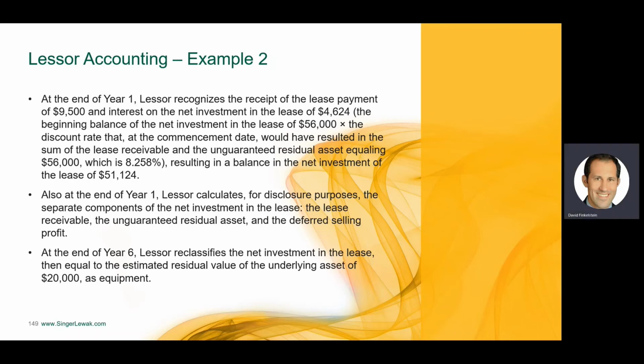Also, at the end of the first year, the lessor is going to calculate, for disclosure purposes, the separate components of the net investment in the lease receivable, and the unguaranteed residual value, and the deferred selling profit. At the end of year 6, the lessor is going to reclassify the net investment in the lease, which should then be equal to the estimated residual value of $20,000 back as equipment.